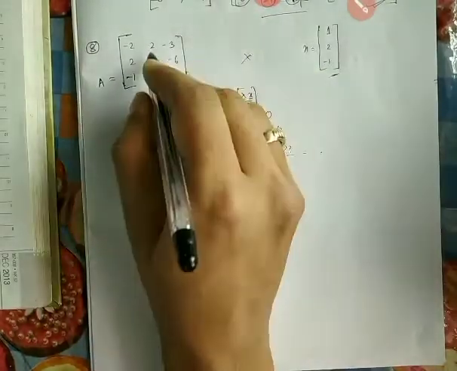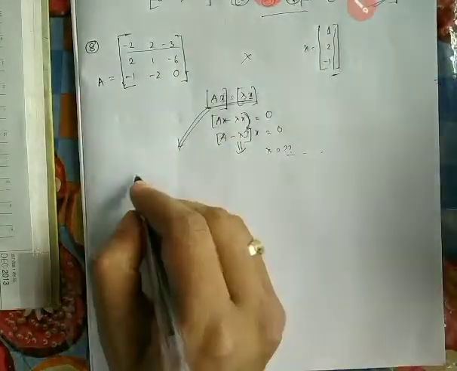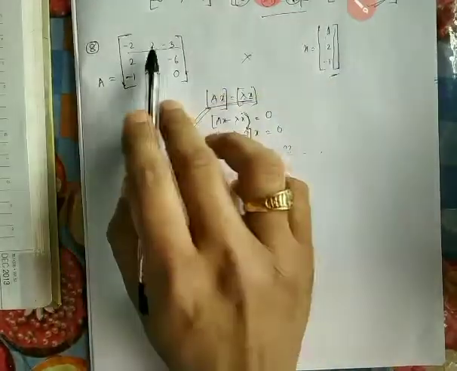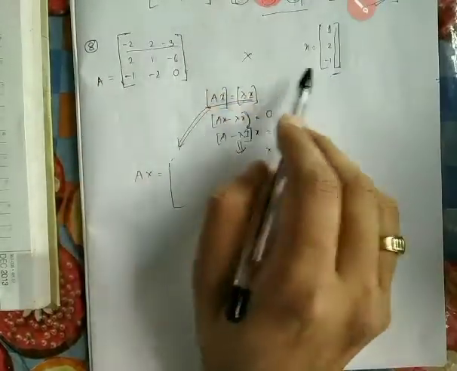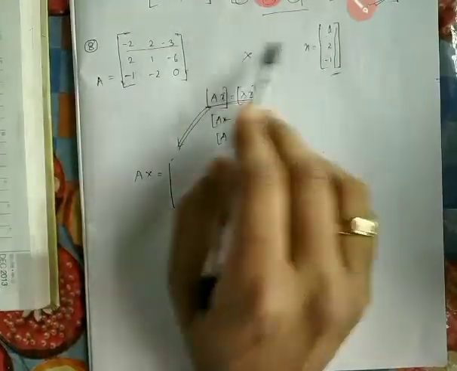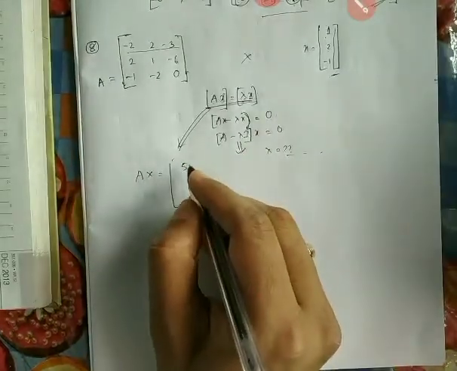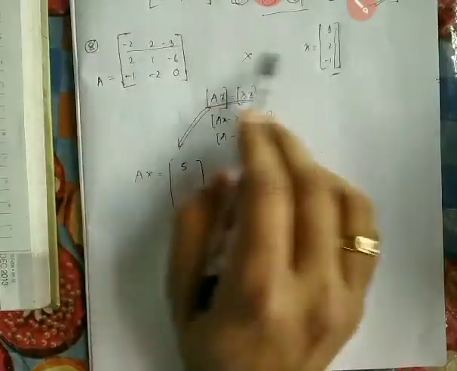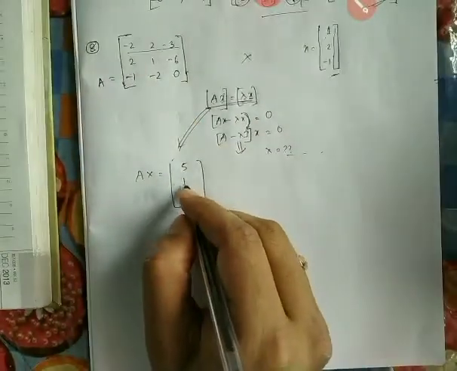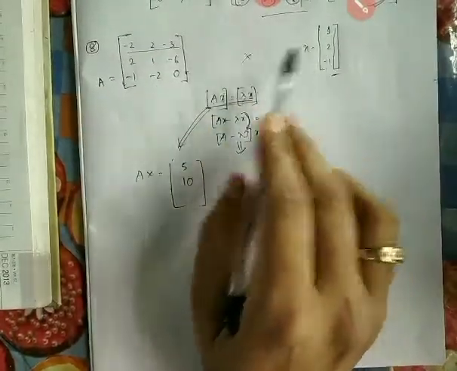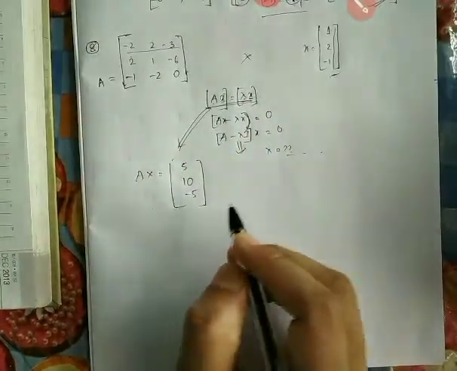If you multiply these two, A into x, then A x will be equal to minus 2 plus 4 plus 3. So 4 plus 3 is 7, 7 minus 2 will be 5. Next one, 2 plus 2 plus 6, that is 10. And then the last one, minus 1 minus 4, that is minus 5.